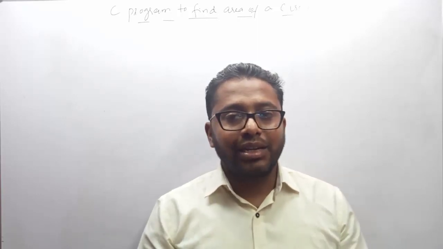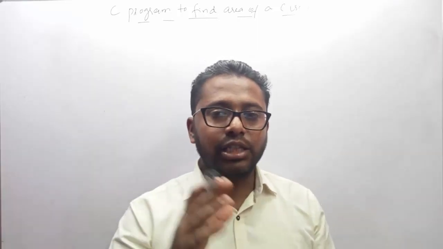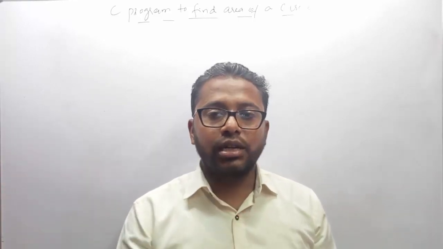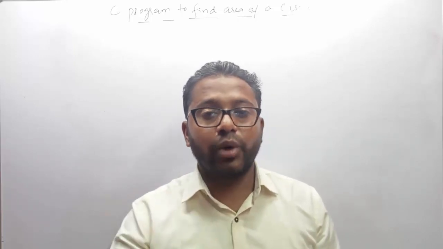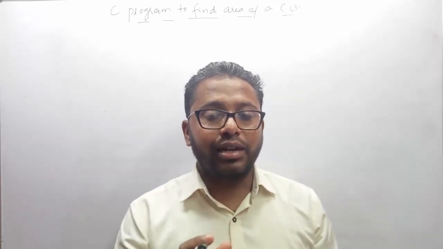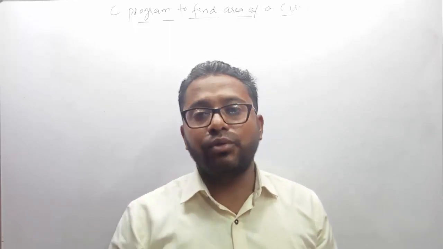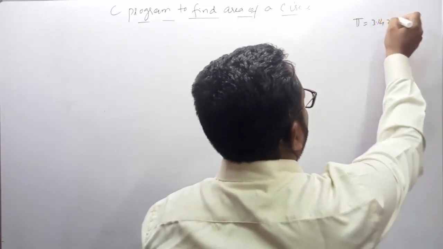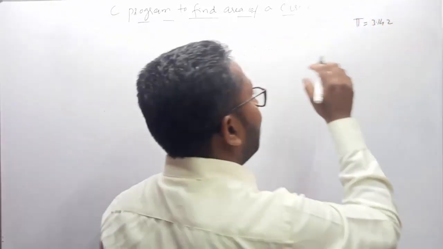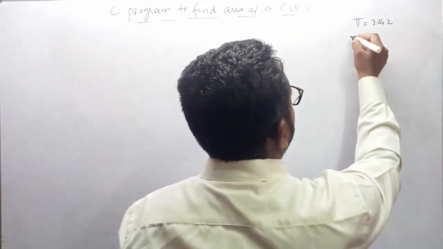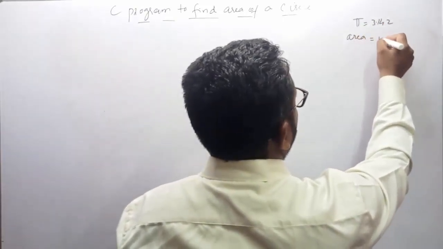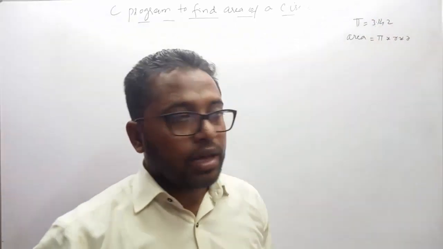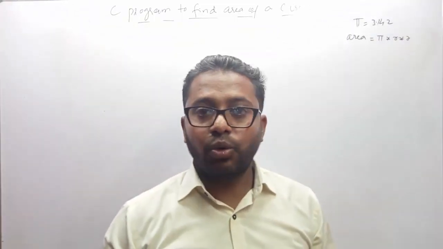Now let us start our discussion on writing a C program for finding the area of a circle. To find the area of a circle, we have a formula which is pi r square. Pi value is constant and the value of pi is 3.142. Let me write it down here. Pi equals 3.142, and the formula for finding the area of a circle is area equals pi into r into r.